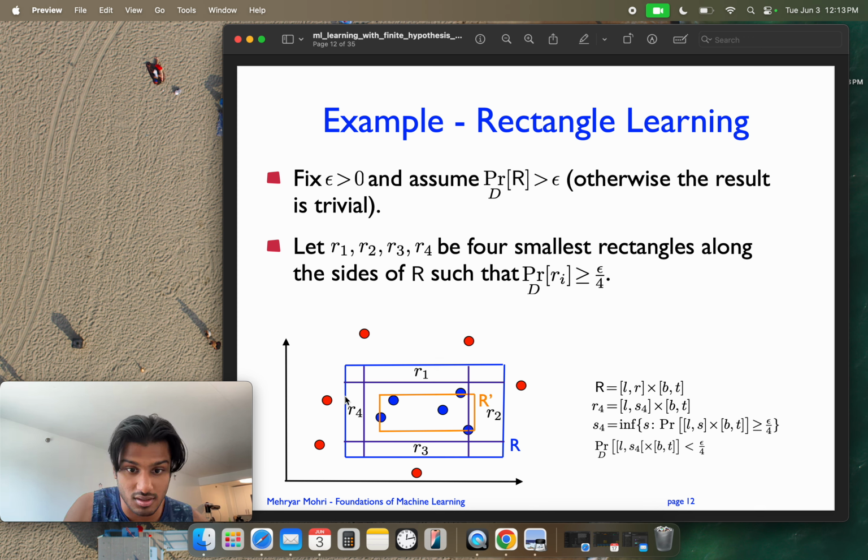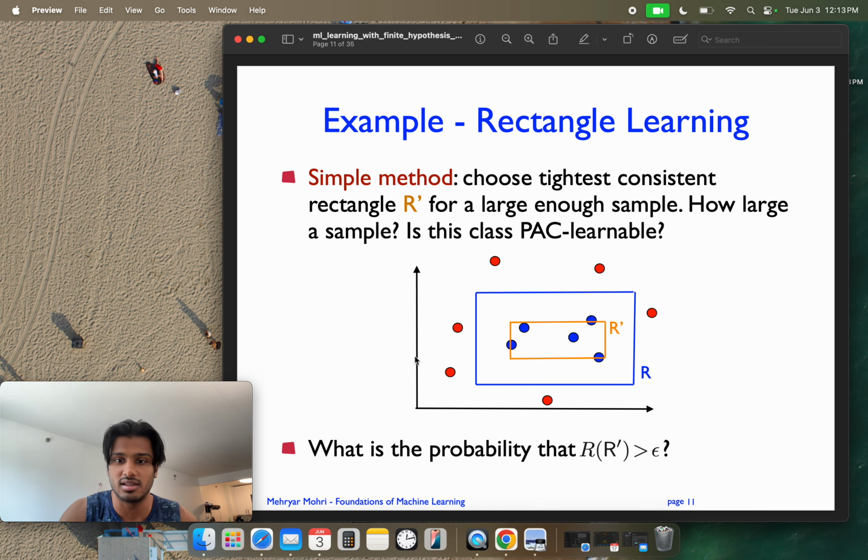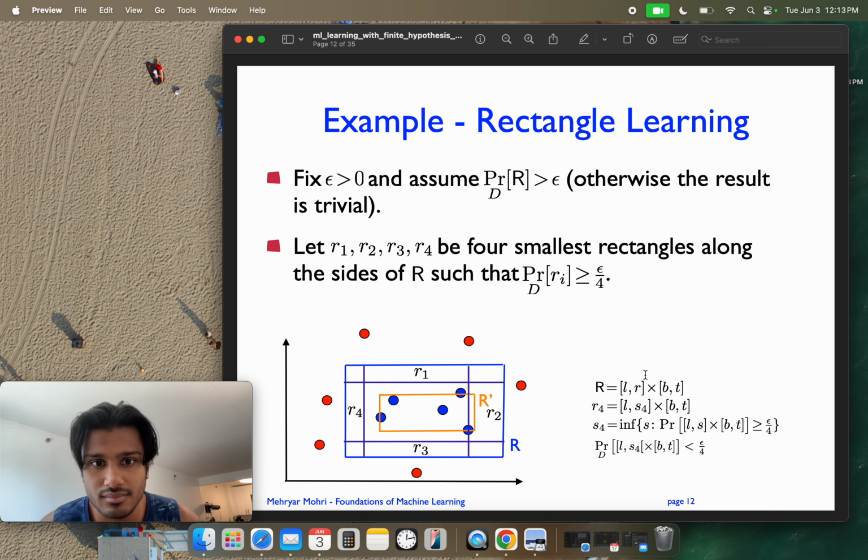the real rectangle that we want to learn, basically the blue one, R, has an area which is greater than epsilon. So now let R1, R2, R3, R4 be four smallest rectangles along the sides of R, such that the probability of this region is greater than epsilon by 4. So probability of R1 is greater than epsilon by 4. This is the smallest possible rectangle for which the probability is greater than epsilon by 4.